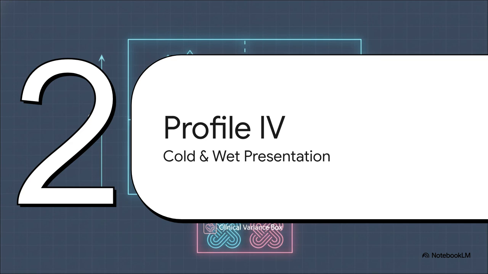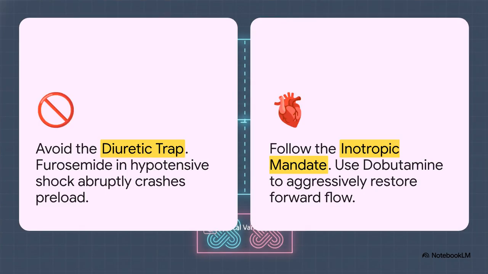But what happens when forward flow completely fails? We enter Profile 4, the lethal quadrant, presenting as cold and wet. In this lethal quadrant, the failing left ventricle drops the cardiac index strictly below 2.2, making them cold, while blood severely backs up, pushing that PCWP above 18, making them wet. It's cardiogenic shock. And the absolute most dangerous error you can make here is falling for the diuretic trap. Pushing a heavy dose of furosemide in a hypotensive, poorly perfused patient is totally contraindicated. You will crash whatever preload they have left and trigger fatal hemodynamic collapse.